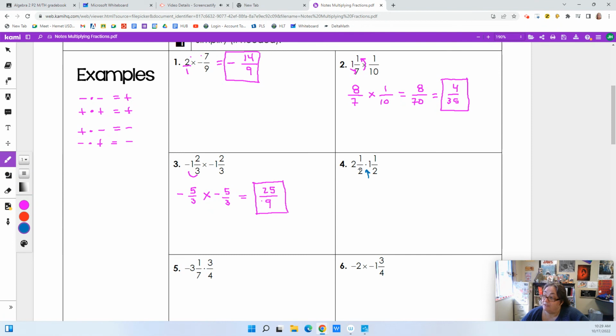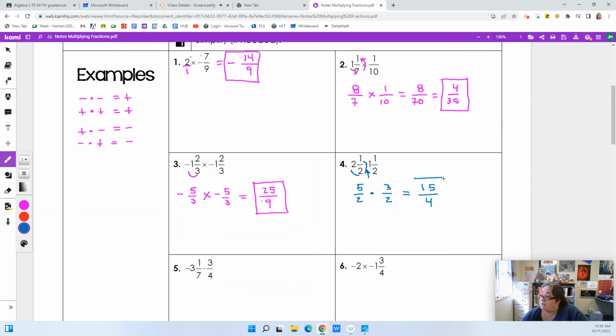So we're going to have to do our improper fractions. So 2 times 2 is 4, plus 1 is 5, so we get 5/2 times, that's what the dot means. And then we go 1 times 2 is 2, plus 1 is 3. So we have 3 halves. And now we can just go ahead and multiply across. 5 times 3 is 15. And 2 times 2 is 4. Can't simplify that because the only thing that goes into 4 is 2 and 4, right? And the only thing that goes into 15 is 3 and 5, and none of those are common. So it is simplified.